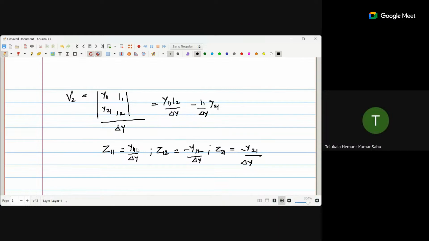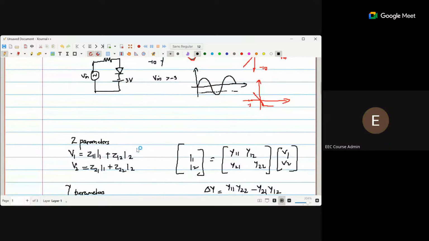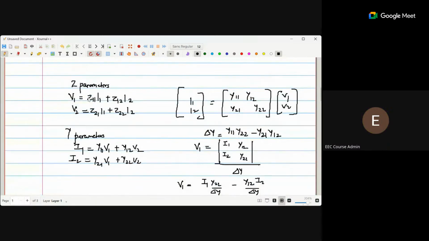Ma'am, please explain the matrix format for V1. I have just written both the equations. Okay, Z parameters, these two you know, correct? Expressions for V1 and V2 that you get out of the Z parameters. V1 is Z11 I1 plus Z12 I2. V2 is Z21 I1 plus Z22 I2. Similarly, Y parameters we know, we will be getting the expressions for I1 and I2. So that will be Y11 V1 plus Y12 V2, Y21 V1 plus Y22 V2. So these equations we already know.